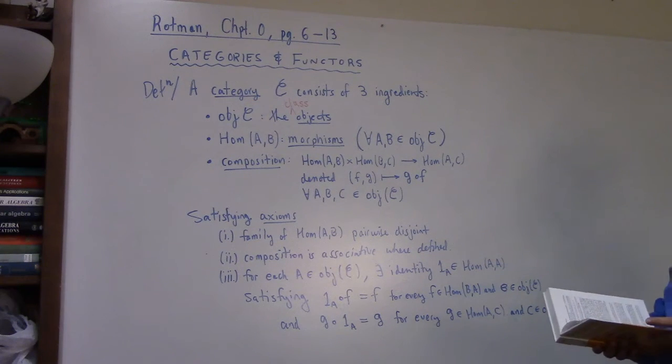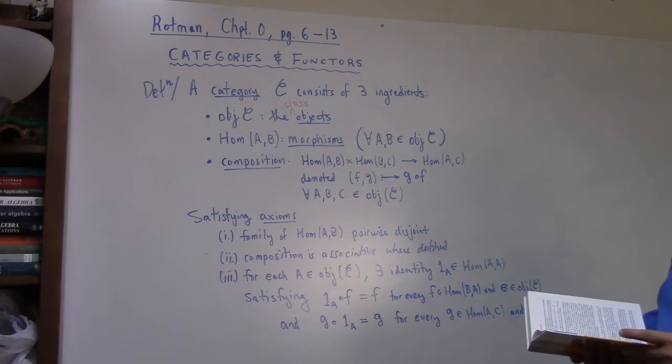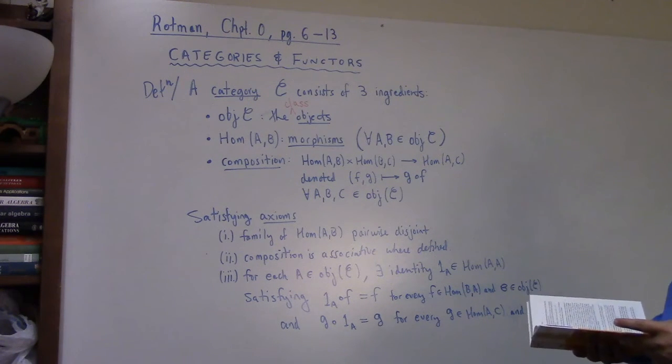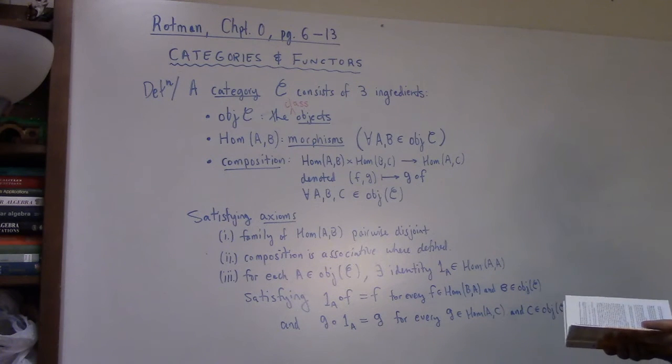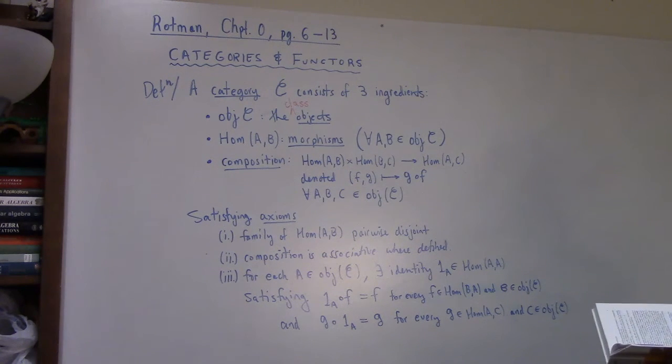morphisms are maps. I suppose, what are they? Well, they're morphisms. For any pair of objects, you can find a morphism from one to the other. And then you have this notion of composition, right? And the objects, the morphisms, and the composition have to satisfy certain axioms. The family of morphisms from A to B are pairwise disjoint.